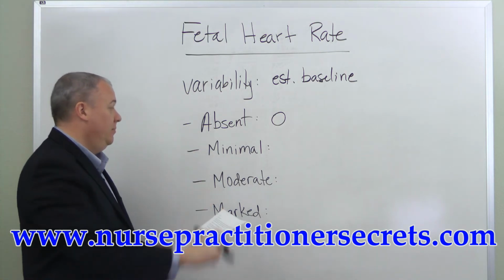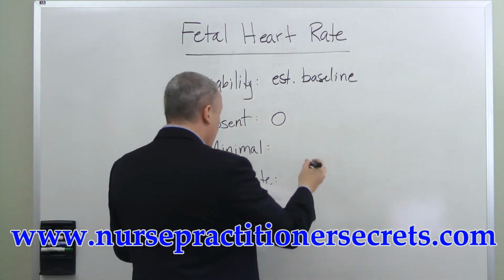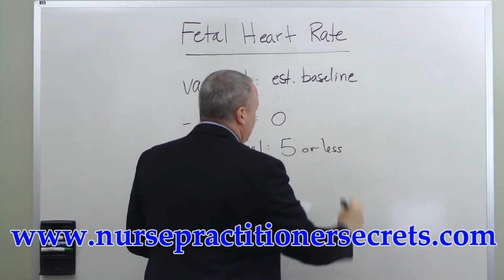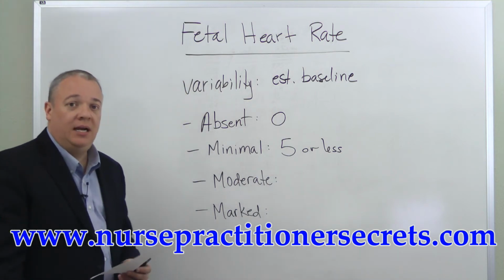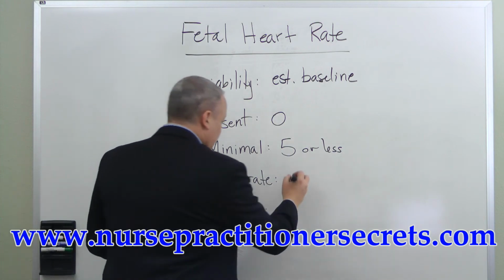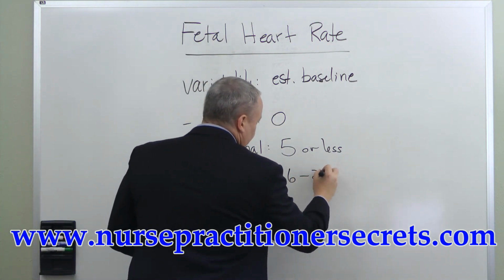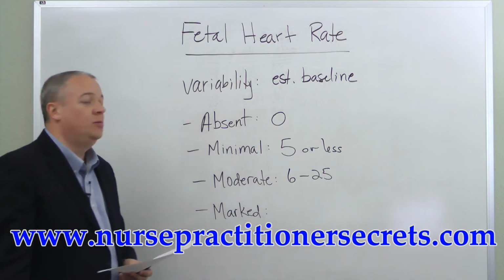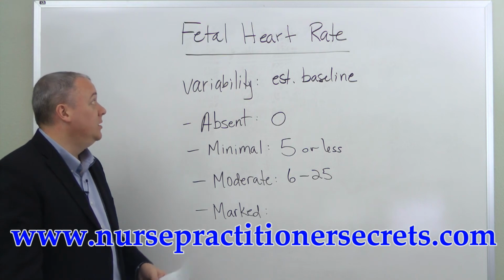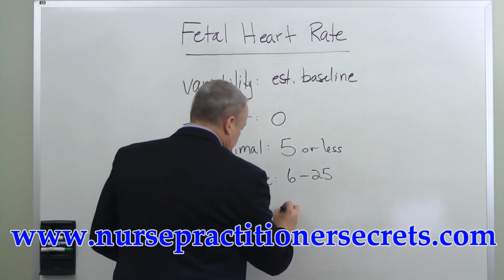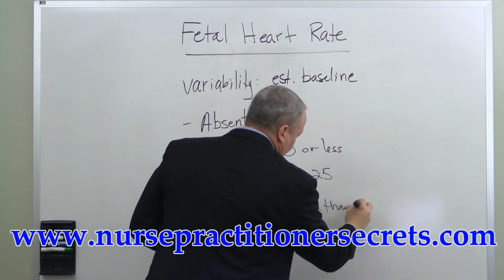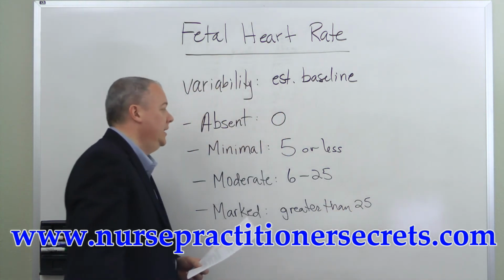A minimal variability would be no more than 5. It would be 5 or less heartbeats per minute change between the baseline that's been established. A moderate variability then would be between 6 and 25 heartbeats per minute change or difference between the baseline that you've established. And then finally, marked variability in the fetal heart rate would be greater than 25 heartbeats per minute change.